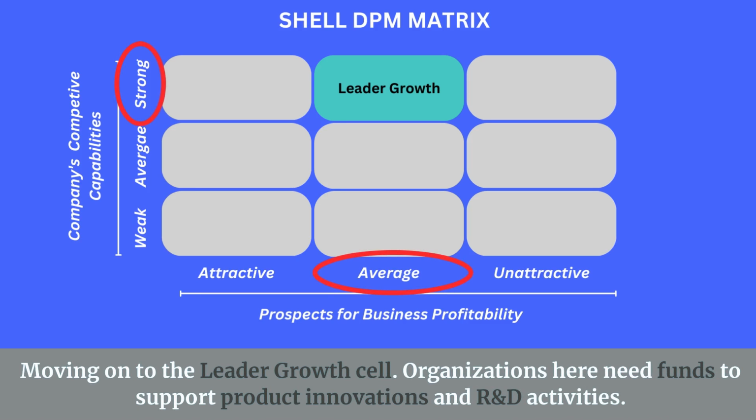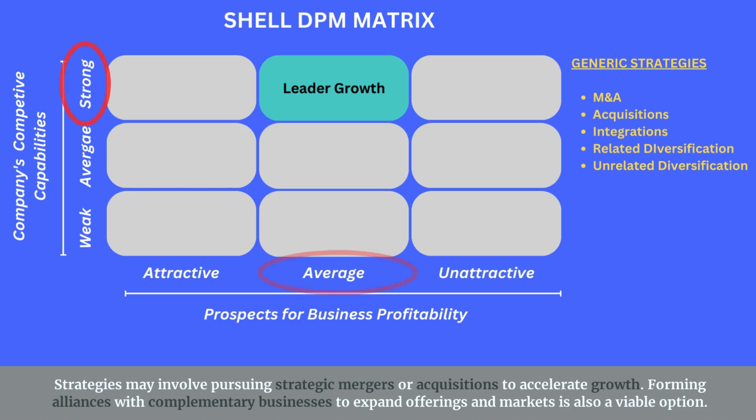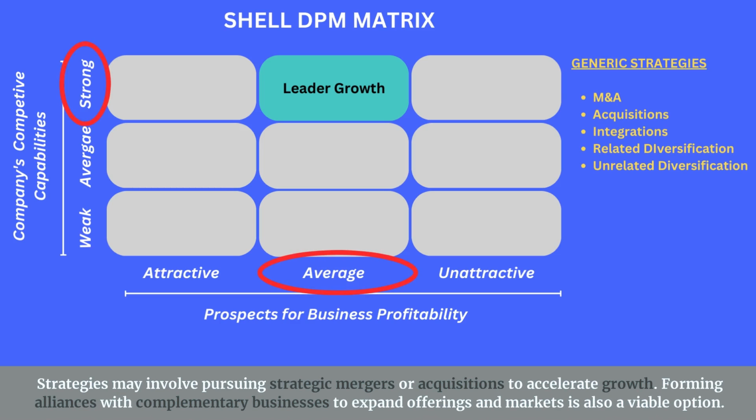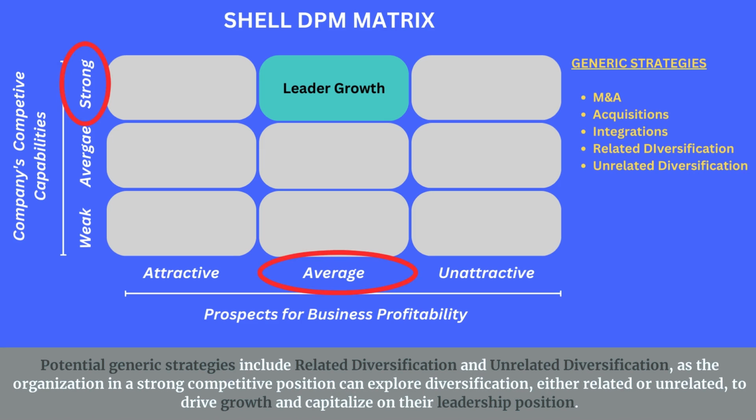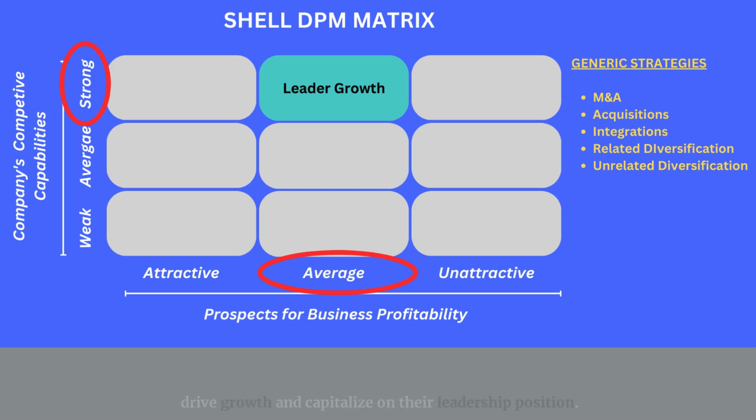Moving on to the leader growth cell. Organizations here need funds to support product innovations and R&D activities. Strategies may involve pursuing strategic mergers or acquisitions to accelerate growth. Forming alliances with complementary businesses to expand offerings and markets is also a viable option. Potential generic strategies include related diversification and unrelated diversification, as the organization in a strong competitive position can explore diversification, either related or unrelated, to drive growth and capitalize on their leadership position.